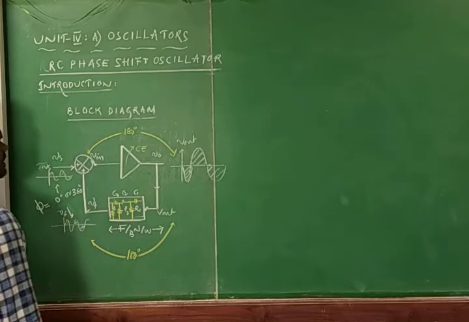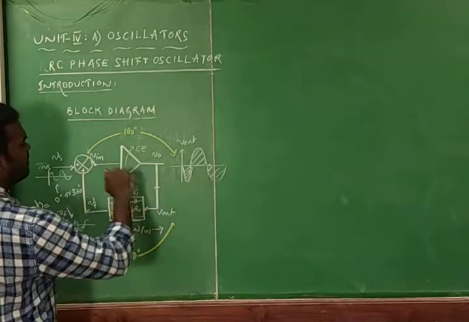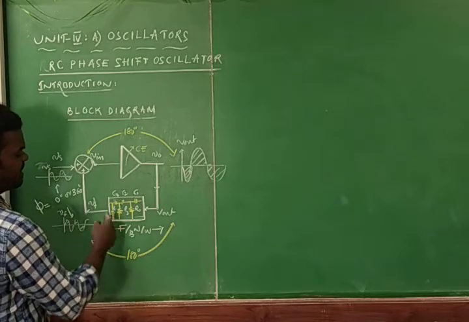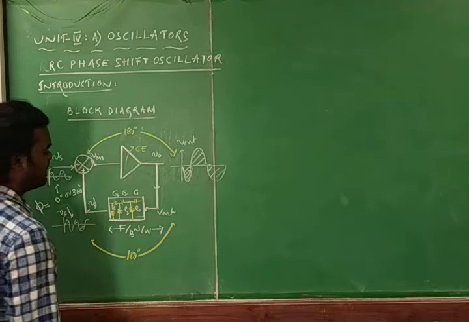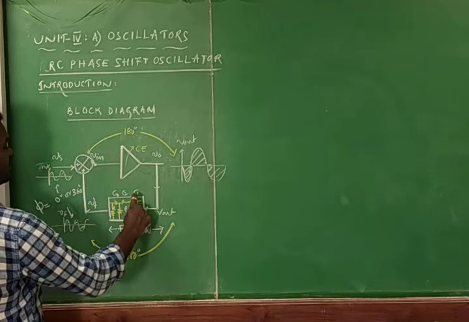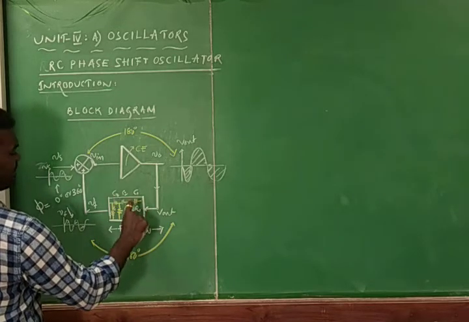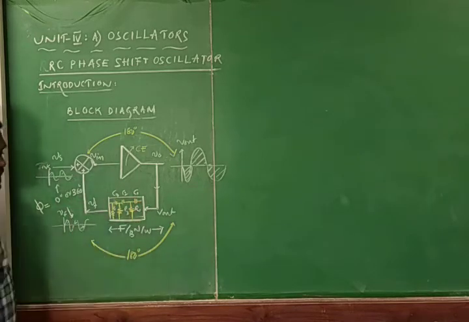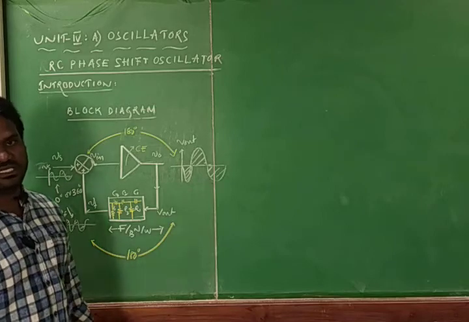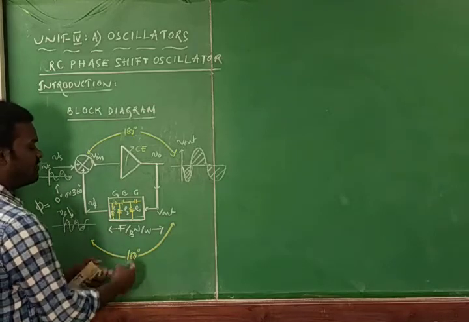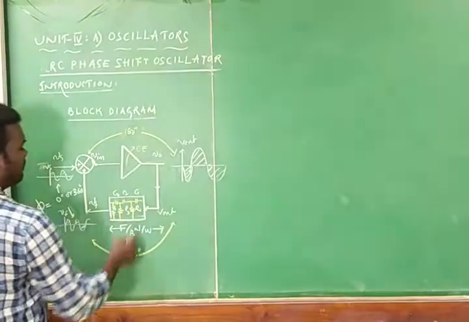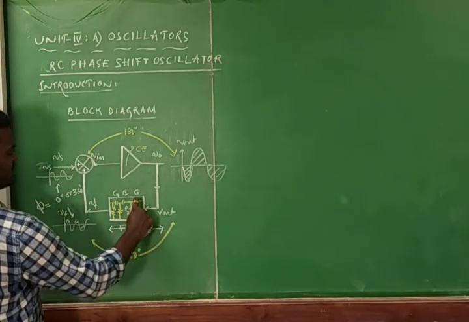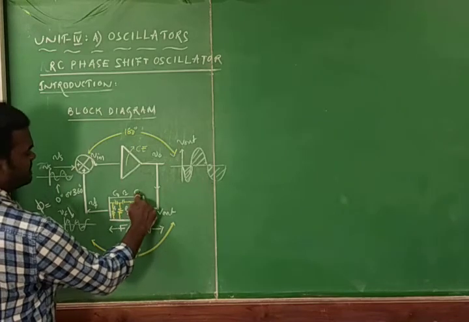So here, if this amplifier is a CE amplifier, it is providing 180 degrees, and the feedback network is again providing 180 degrees. This feedback network is designed with three pairs of resistor and capacitor. This is one pair, this is another pair, and this is another pair. Three pairs of resistors and capacitors together provide 180 degrees, so each pair can provide a 60 degree phase shift, because there are three pairs of resistor and capacitor.